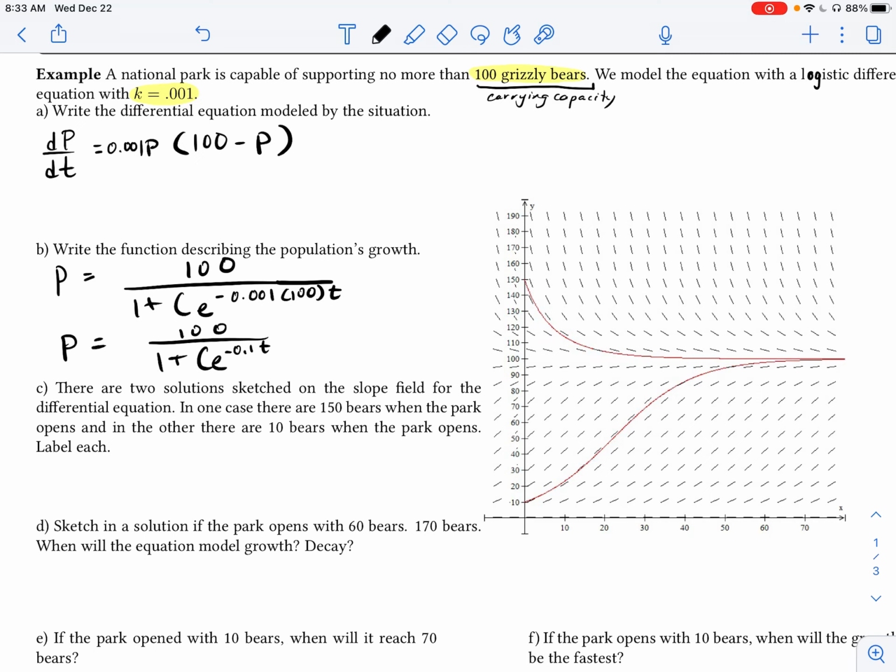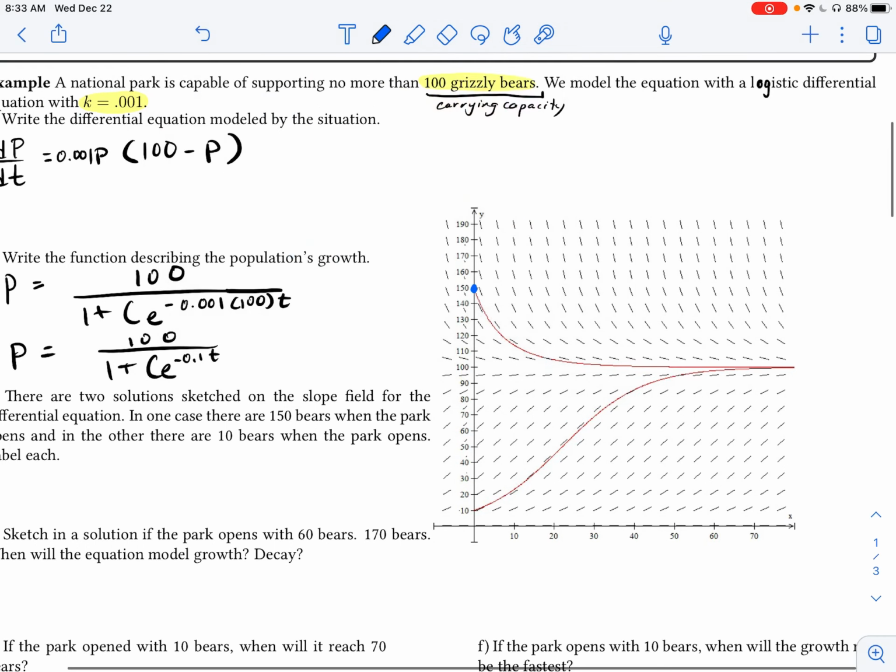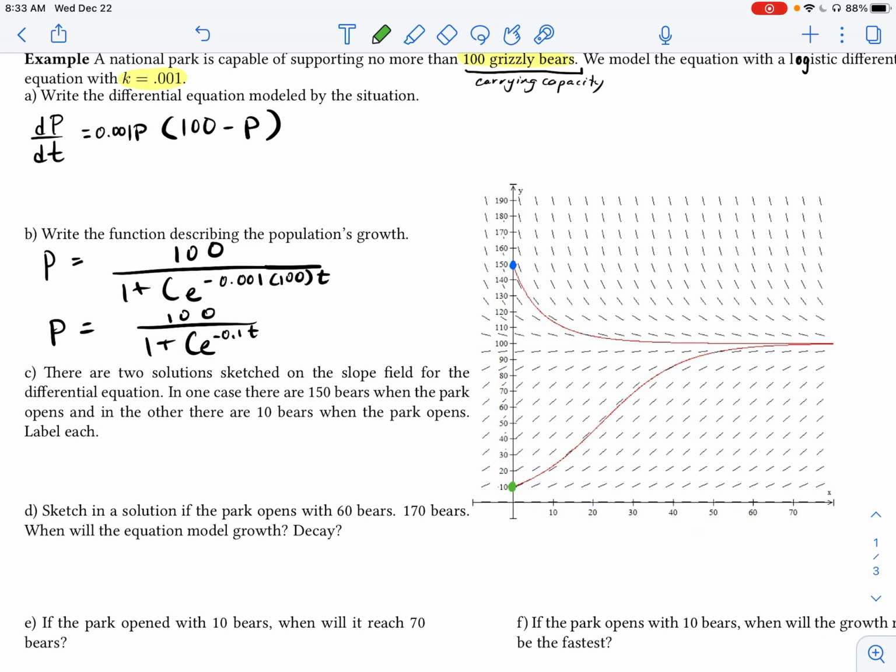In one case where there's 150 bears, let me actually highlight that, 150 bears. In another case where there are just 10 bears. Okay, so we've labeled each, right? We see the 150 bear situation. So this makes sense. Now, if we see that there are 150 bears to start out, we start out with a population that's greater than the carrying capacity. And we're already told that the park can't support more than 100 bears. So what's going to happen?